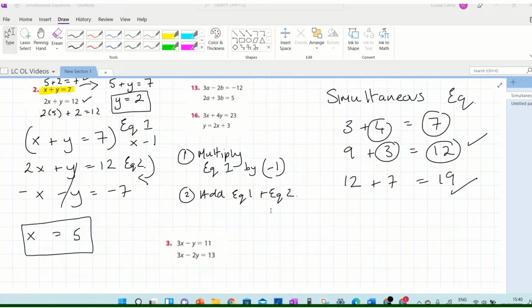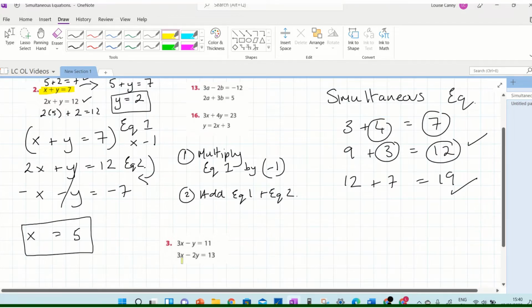Okay, so hopefully you just watched video 1 that I made on the most simple type of simultaneous equations. If you have watched that, before you get going with this video, I suggest that you pause this video and have a try here of question 3.